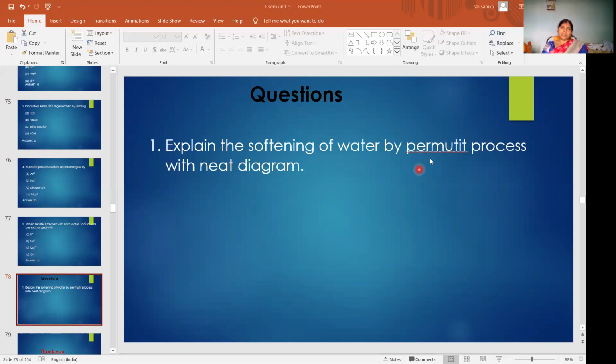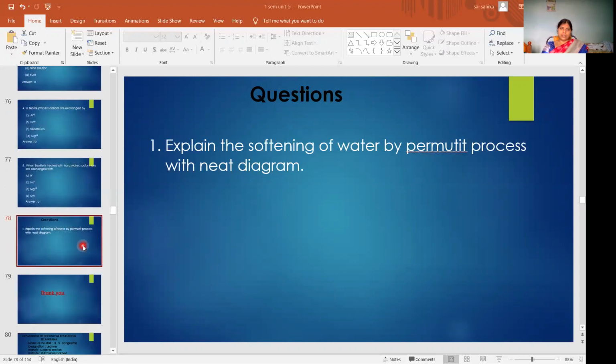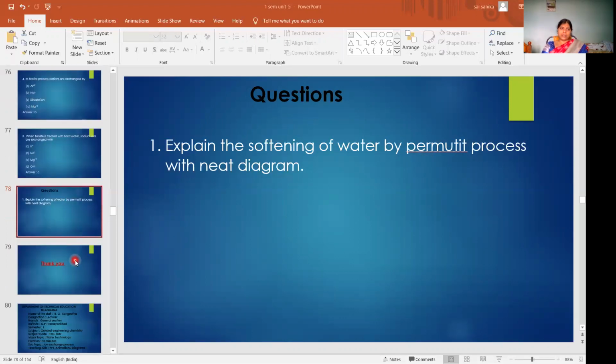So this is the method to remove which hardness? Permanent hardness of water. So that is also a method to remove permanent hardness of water. So with this we finish the zeolite process today.